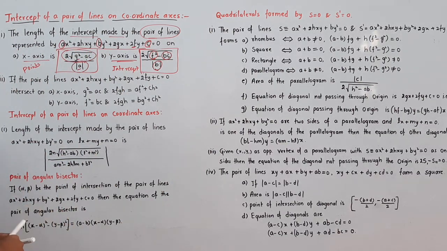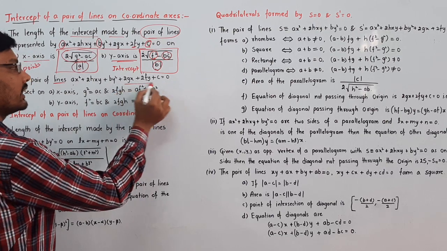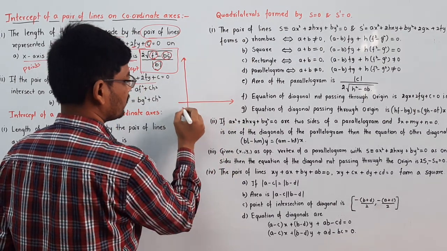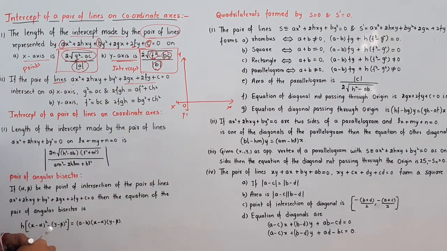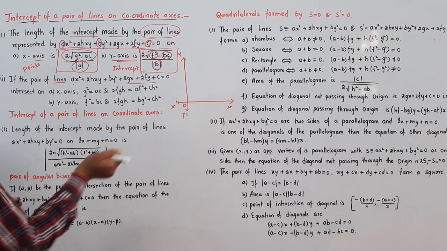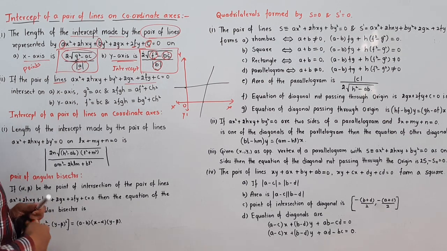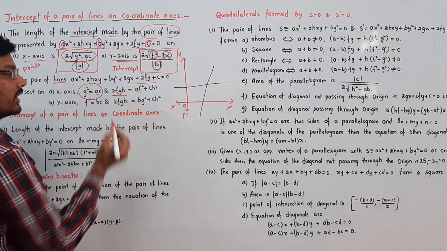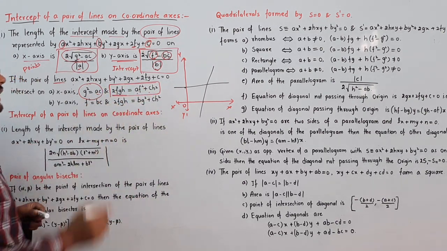And the next point: if the pair of lines, ax square plus 2hxy plus by square plus 2gx plus 2fy plus c is equal to 0, are passing through one point, that is h comma k, and you want the x intercept, this is the condition: g square is equal to ac, and 2fgh is equal to af square plus ch square. These are the two conditions for the x intercept.